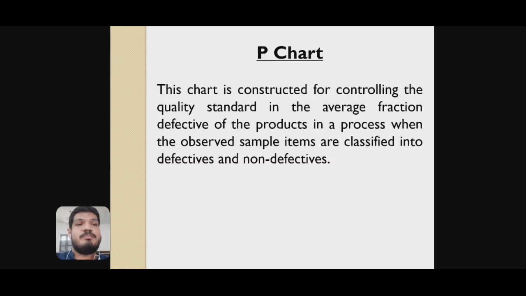Right, now what do you mean by P chart? This chart is constructed for controlling the quality standard in the average fraction defective of the products in a process when the observed sample items are classified into defective and non-defective parts.